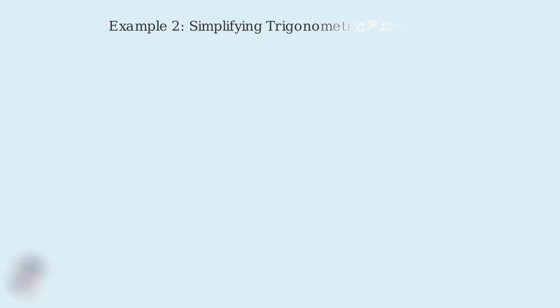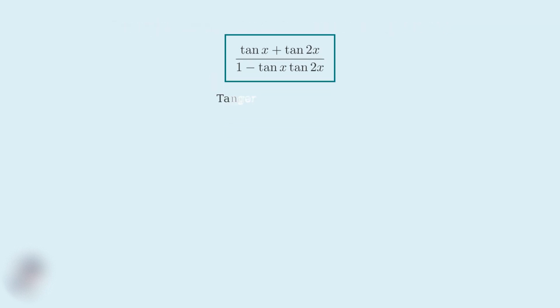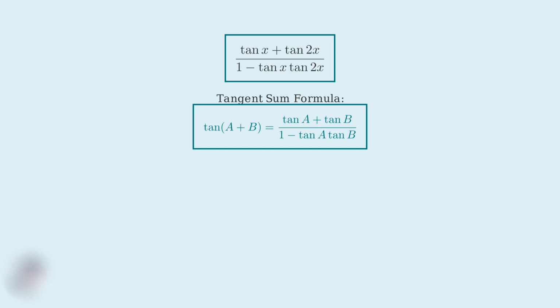Now we'll explore a powerful application of the tangent sum formula, simplifying complex trigonometric expressions by recognizing patterns. Here we have the expression, the fraction with tan x plus tan 2x in the numerator and 1 minus tan x tan 2x in the denominator. Let's recall the tangent sum formula. Notice something interesting. Our expression has exactly the same structure as the right side of this formula.